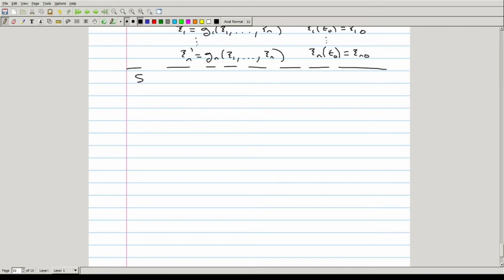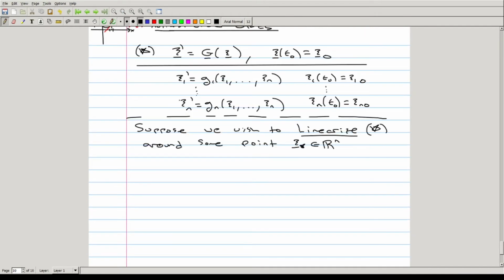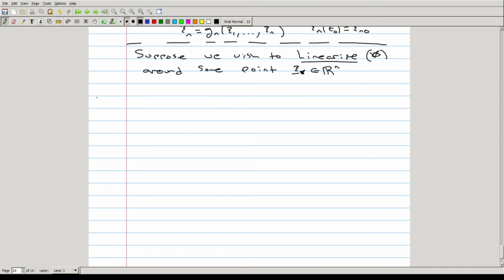Now suppose we wish to linearize system star around some point in n-dimensional space, xi star. This is, say, come up with the best linear system of ODEs that approximates the exact solution around xi star.